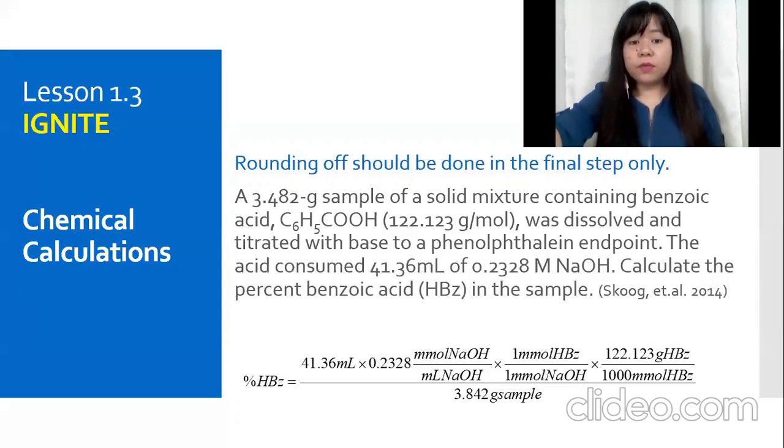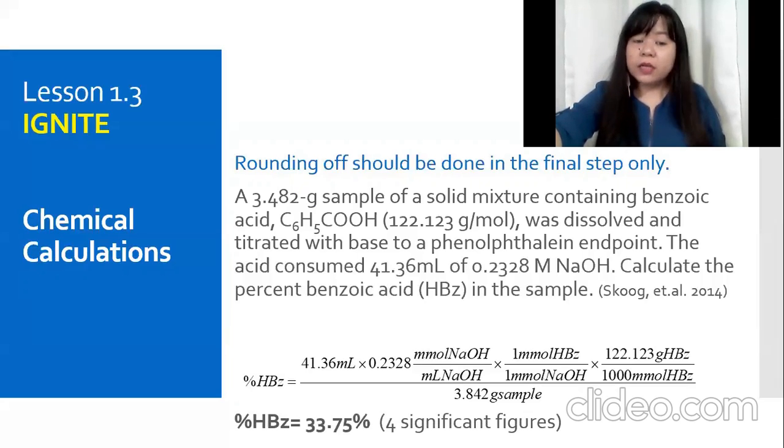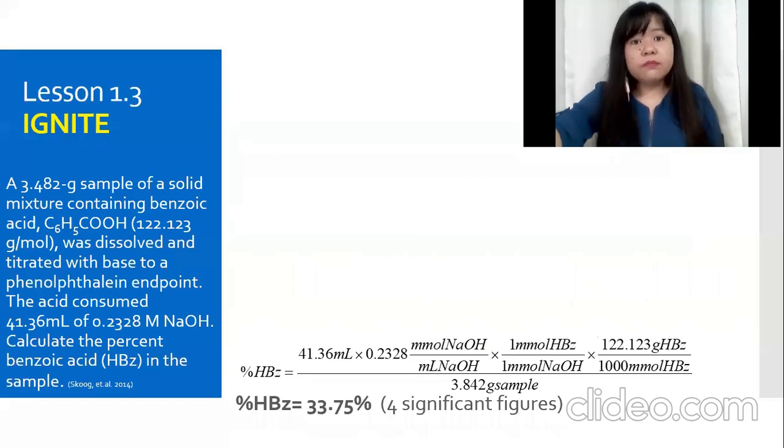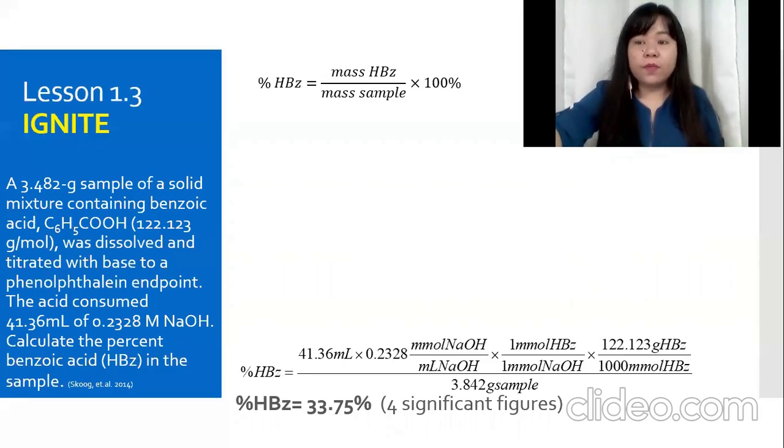So here's the solution from the module, and there's the final answer. You can compute the final answer using this straightforward manner, but you may also use different approaches. For example, if we're asked to calculate the percent benzoic acid in the sample, then you know that the formula or the definition of percentage is the mass or amount of the component, in this case benzoic acid, over the mass of the sample times 100%.